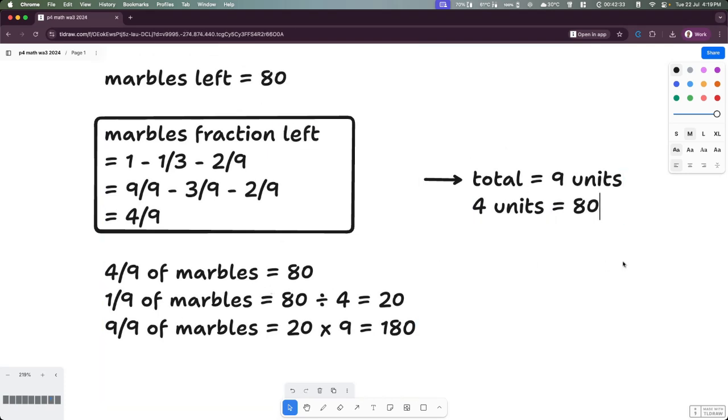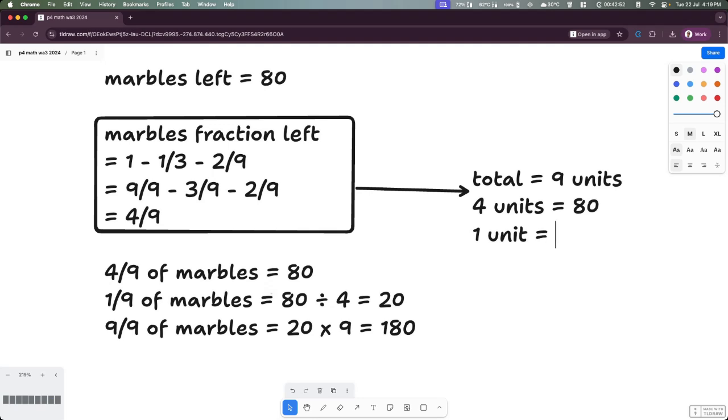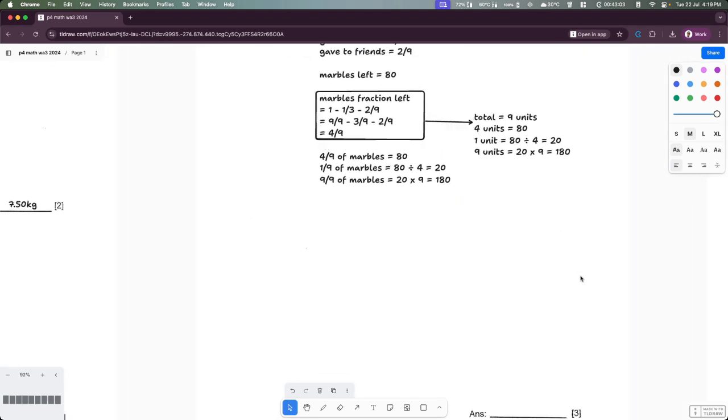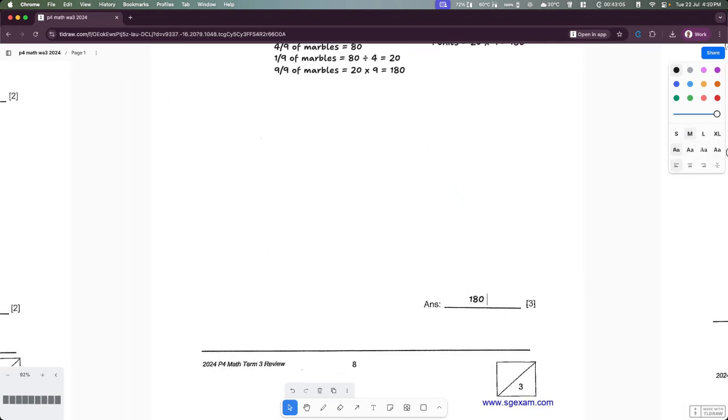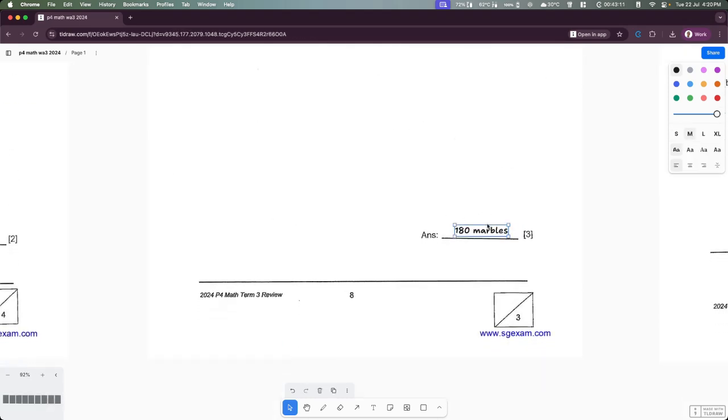So 1 unit is the same now: 80 divided by 4 is equal to 20. And then 9 units is equal to 20 times 9, which is 180. That's about it, and both answers are correct. So the answer over here will be 180 marbles.